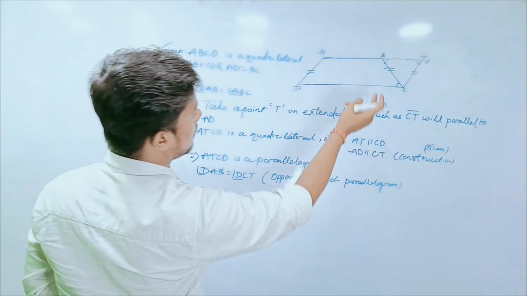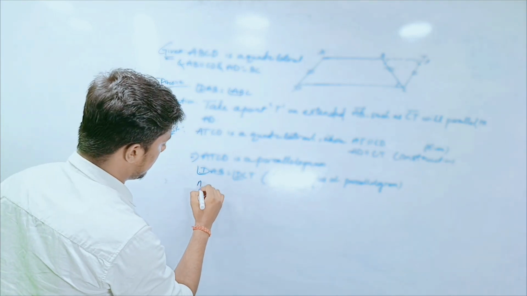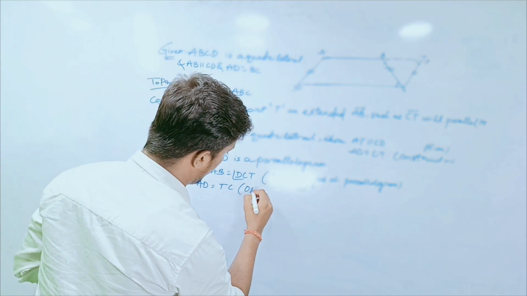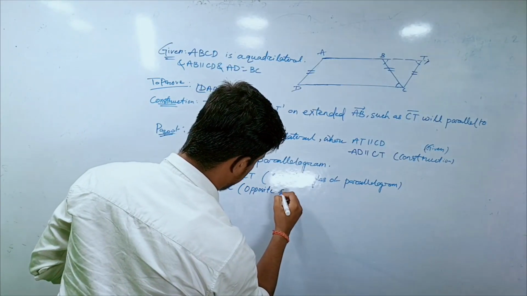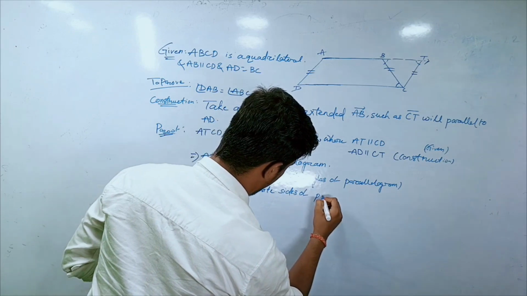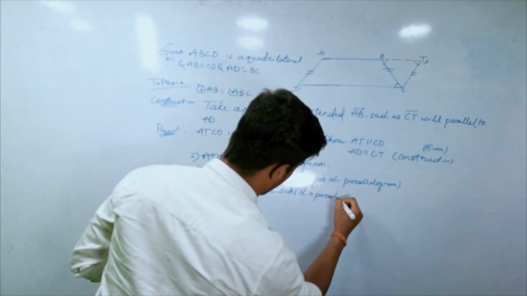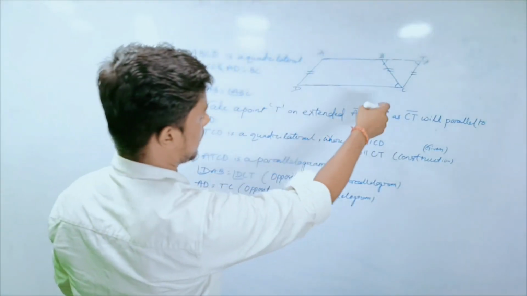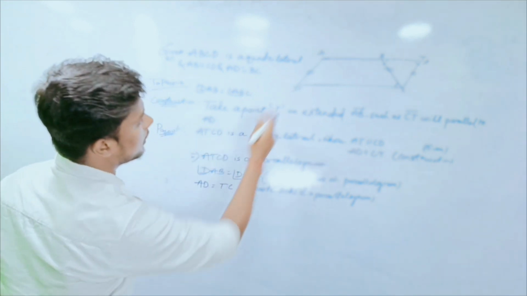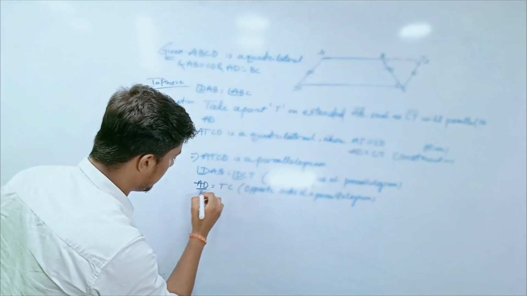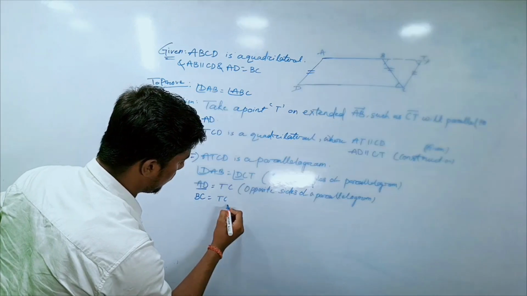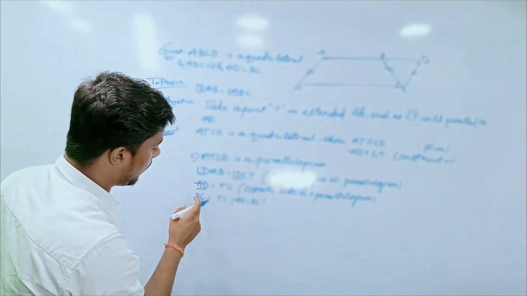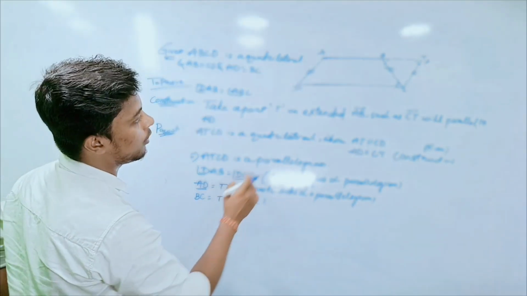Again, from parallelogram ATCD, you will write AD equal to TC. Why? Because opposite sides of a parallelogram are equal. So AD equal to TC, but AD is also equal to BC. So instead of AD, you can write BC equal to TC. Why? Because AD equal to BC.